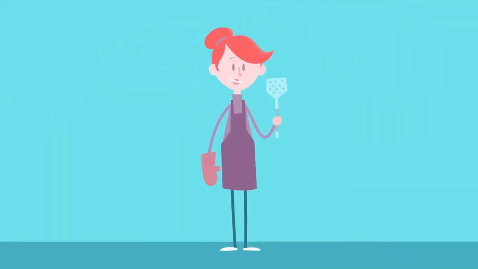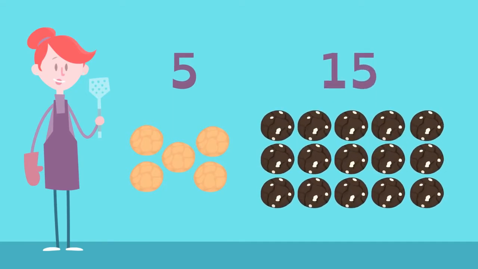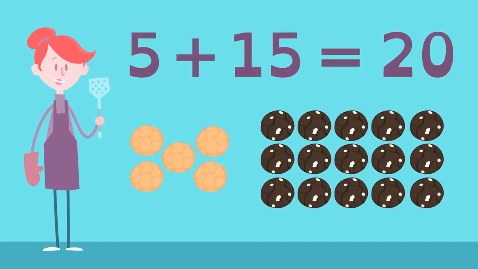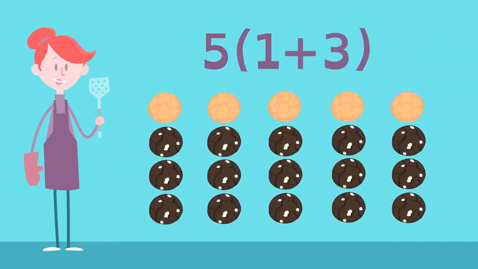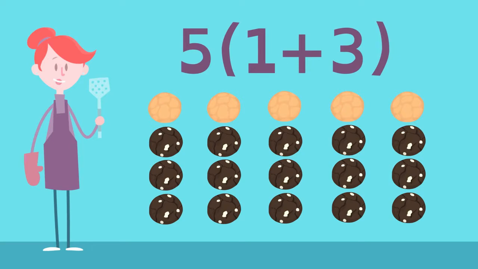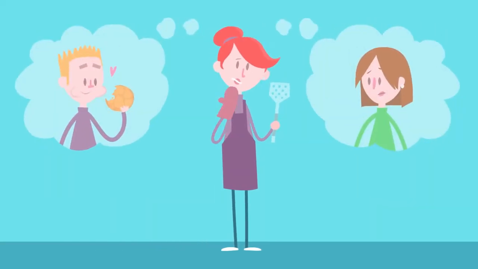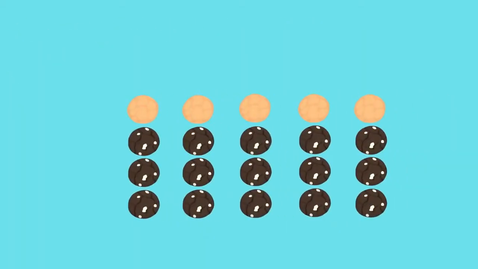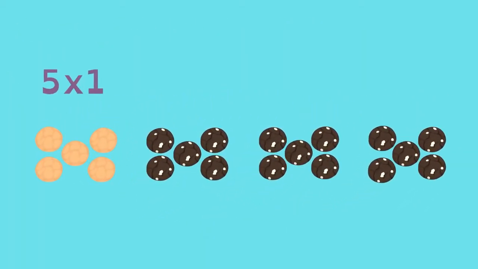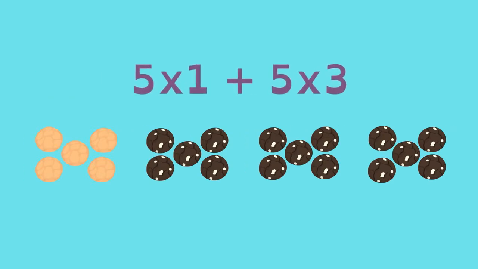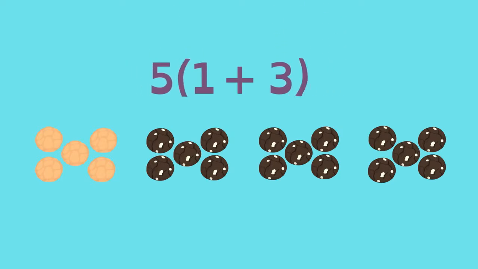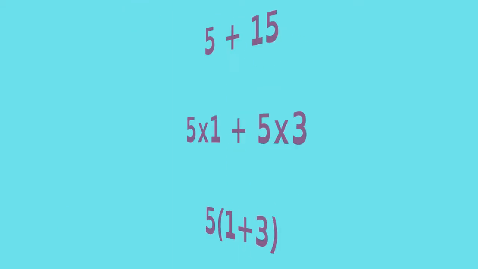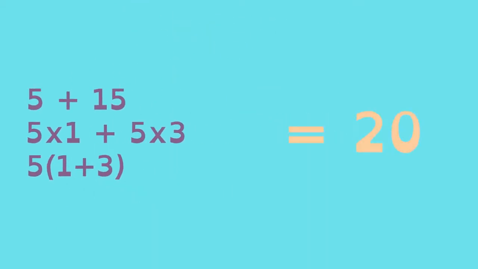Lucy bakes cookies for 5 of her friends, 5 lemon and 15 chocolate, for a total of 20 cookies. This mathematical equation represents the cookies. Lucy makes 5 groups of 1 lemon and 3 chocolate cookies, and distributes them equally among her 5 friends. This expression shows the arrangement of cookies. But Carl's the only one that likes lemon, and Stacy doesn't eat sweets. So Lucy redistributes the cookies into 1 group of 5 lemon and 3 groups of 5 chocolate. Mathematically, the new arrangement looks like this, or this. No matter how the cookies are arranged, Lucy has the same number of cookies, and the expressions are equivalent.